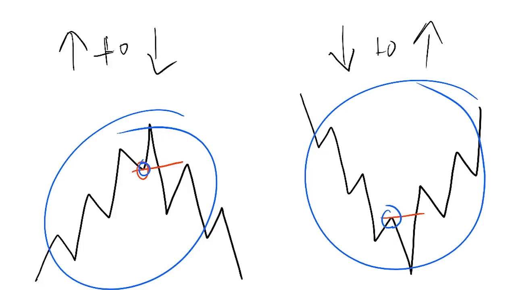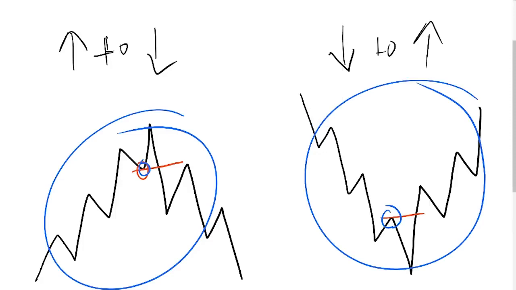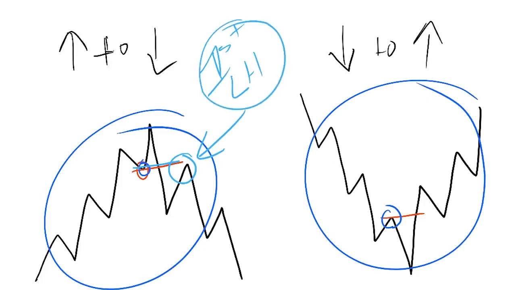So the first selling opportunity after all this right here, after the actual break of structure, is the first lower high point, which is right here. First lower high point after the break of structure. Okay. The first buying opportunity after the break of structure on a downtrend is the first higher low point after the break of structure.